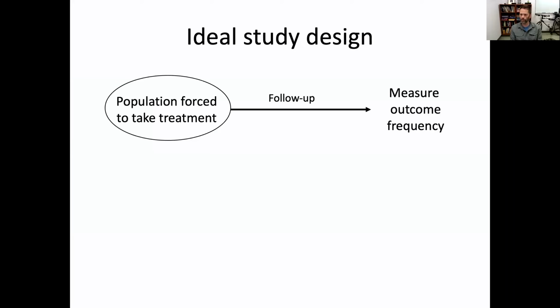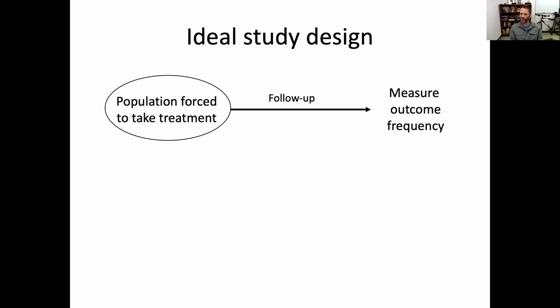But we are going to start there because I think you can make the case that every study design we talk about could have been a randomized controlled trial in some way. So to talk about randomized controlled trials, let's think about the ideal study design. Let's say we've got a population of people and we force them to take some treatment.